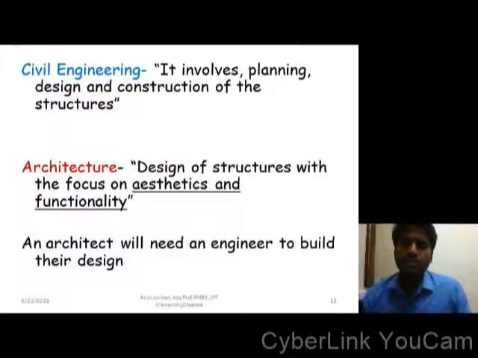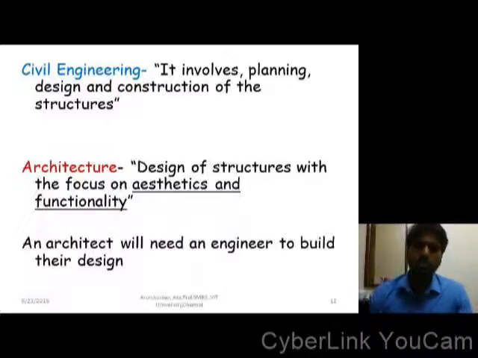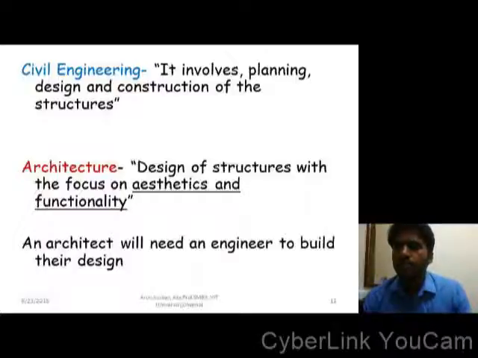The difference between civil engineering and architecture is that civil engineering involves planning, design and construction of the structures, whereas architecture involves the design of the structures with a focus on aesthetics and functionality. Aesthetic is the outermost appearance that a person can view. An architect, without an engineer, cannot fulfill the aesthetics and functionality of a building.